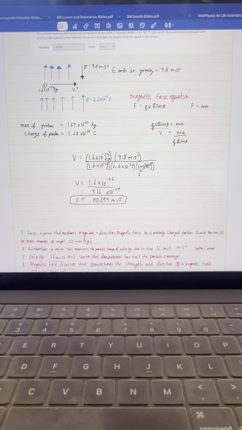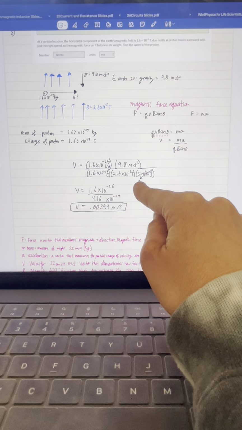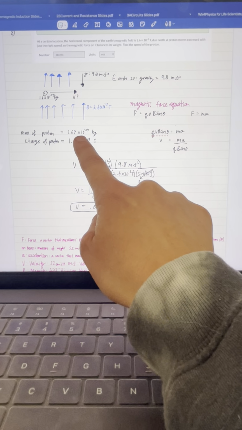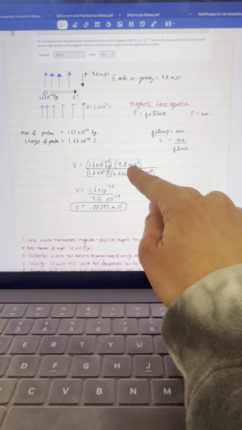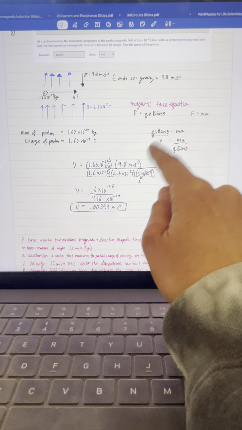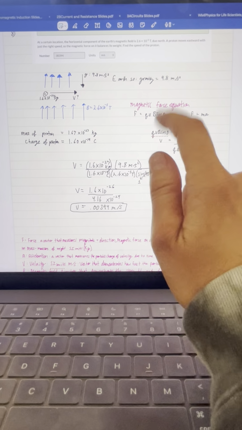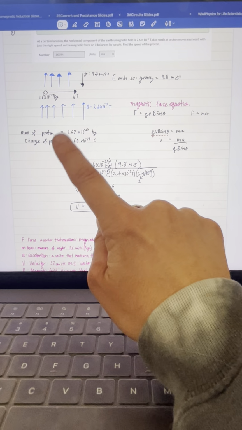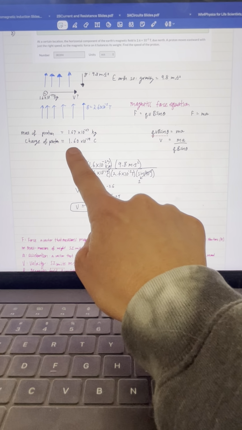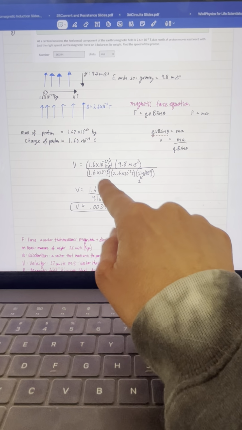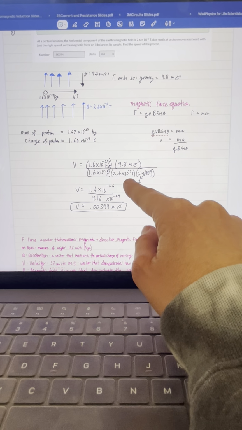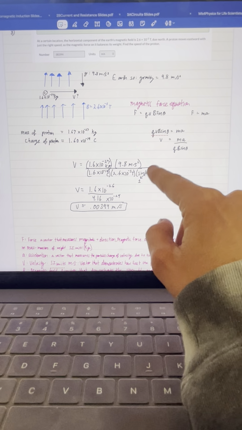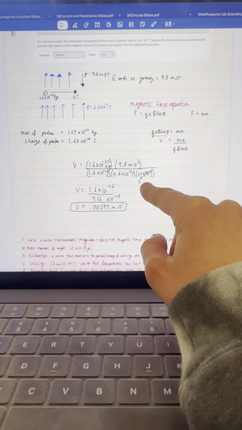So now I just plug everything into this formula. Velocity equals our mass, which is 1.67 times 10 to the negative 27 kilograms, times 9.8 meters per second squared, which is our acceleration due to gravity. That's how we know that. And then all divided by our Q, which is 1.60 times 10 to the negative 19 coulombs, times 2.6 times 10 to the negative 5 Teslas, that's the magnetic field pointing north, and then times sine theta. And we know it's 90 degrees because it's perpendicular.